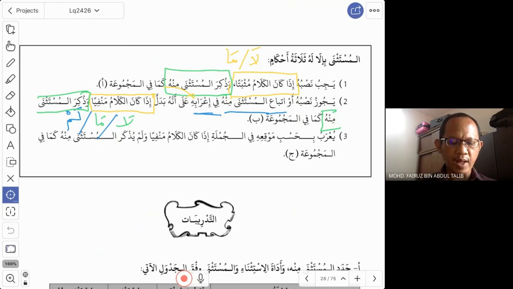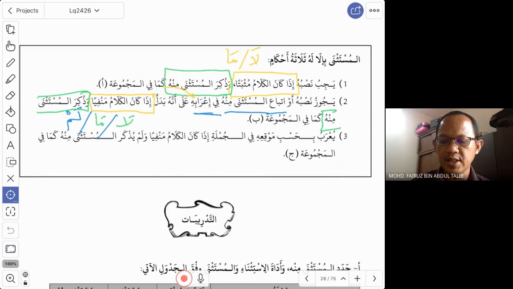Now, wal'an al-hukmu al-thalis. This is the third hukum of mustasna bi illa. Okay, what is the third hukum? The third hukum says that yu'rabu bihasbi mawqi'ihi fil jumlah. So it says the i'rab of the word. The i'rab here, of course, again, is referring to whether you should make it mansub or marfu or majrur.